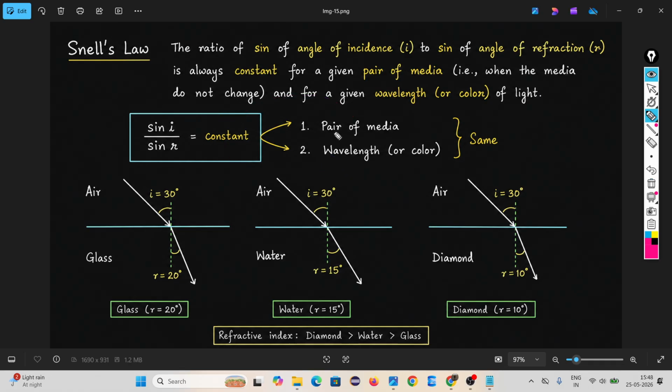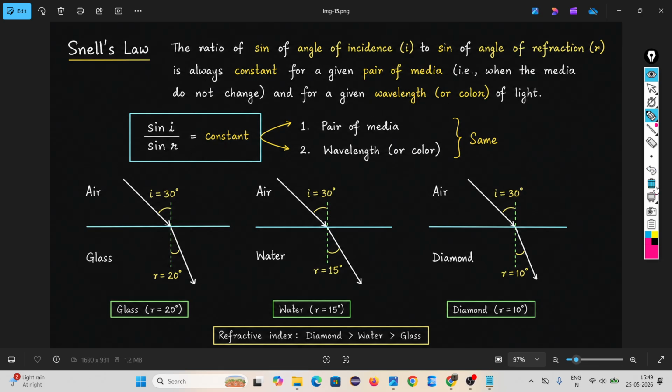If you don't change them, then this always stays constant. If you change them, then you will get a different answer. That means this is Snell's law. You have to remember Snell's law by heart. The ratio of the sine of angle i to the sine of angle r remains constant, but for a given pair of media. Media is nothing but the plural form of medium. And for a given wavelength.